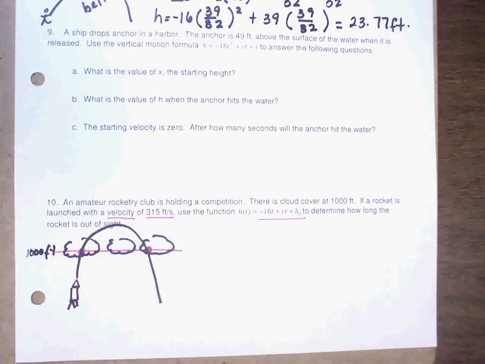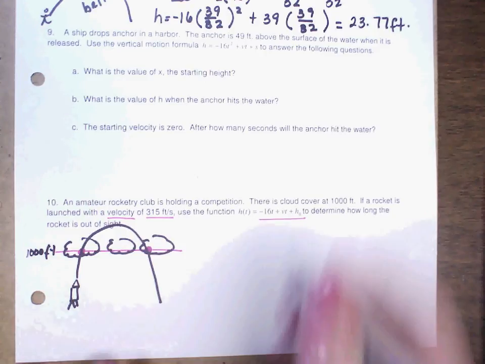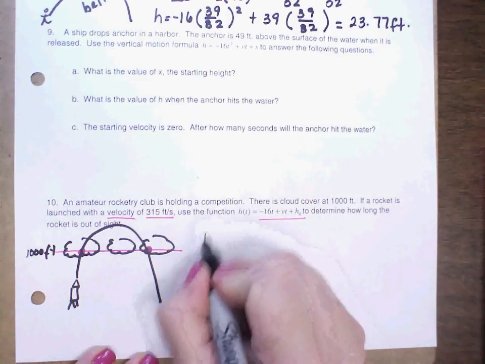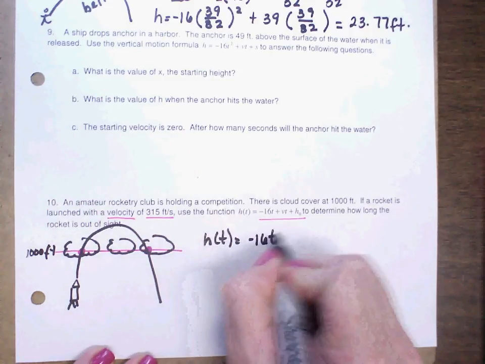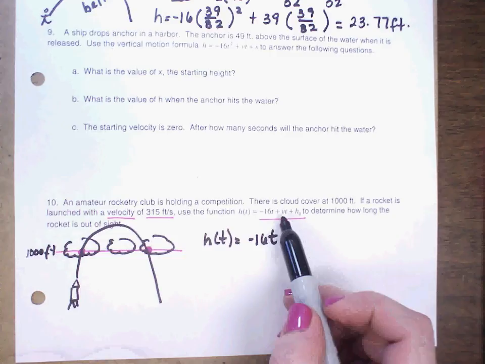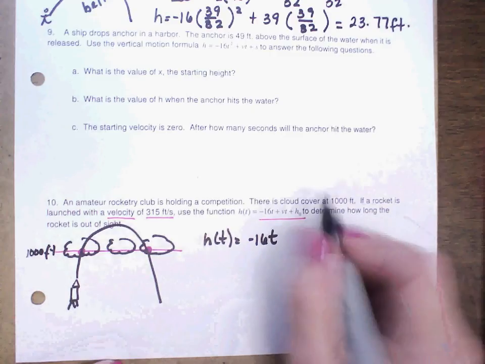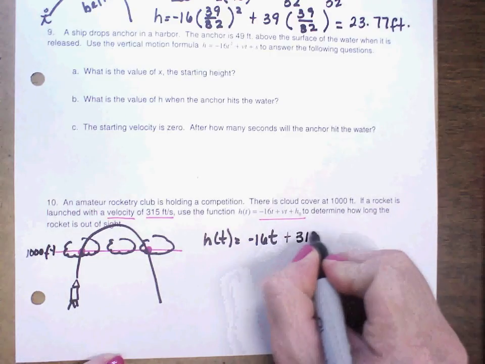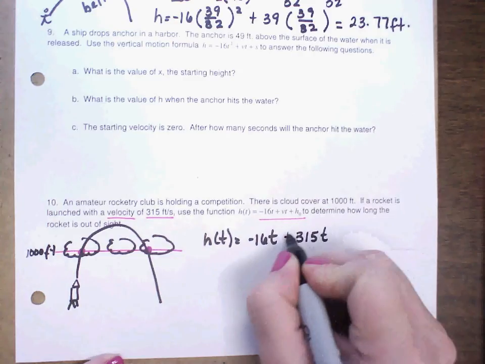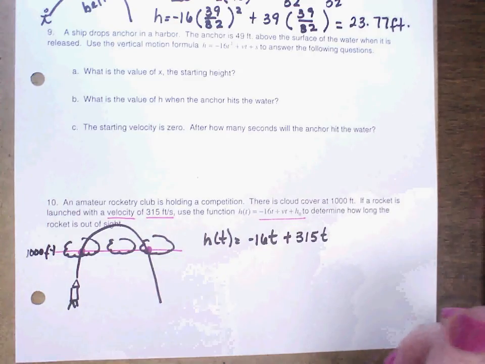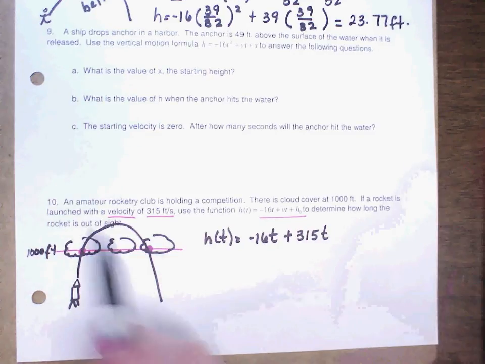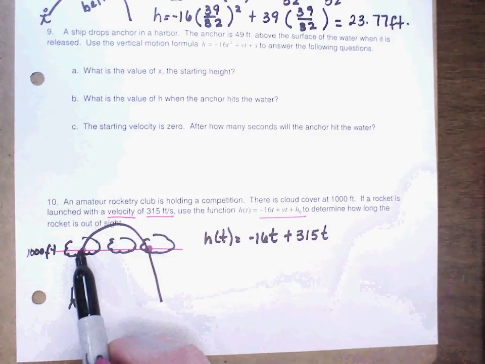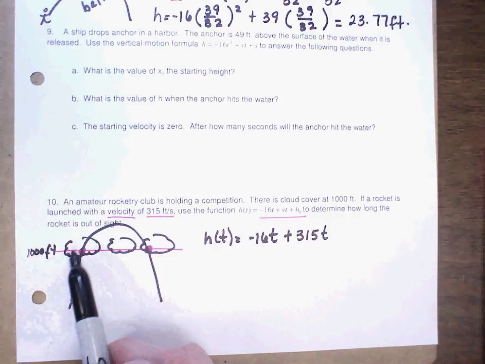All right. So the first thing that we've got to do is come up with the equation, H of t. V is for velocity. What is the velocity of the rocket? 315. And what is the starting location of the rocket? What is the y-intercept? So the rocket starts right here? It's 0. Thank you. Because it's at ground, right?